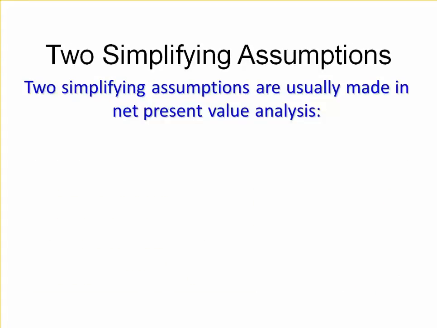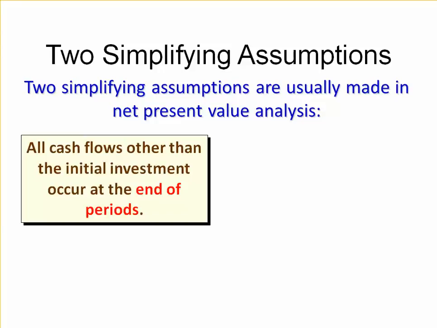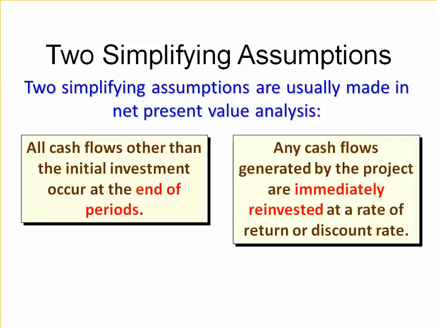Also, there are two simplifying assumptions that are typically made in our net present value analysis. The first is that all cash flows, other than that initial investment or initial outflow, occur at the end of a year or end of the period, and then also any cash flows that are generated by the project are reinvested immediately at that required rate of return or discount rate. The second assumption here is not one that you really need to pay attention to or actively do anything about, but it is an implicit assumption, and as you read through the book and study later, one of the challenges or failures or deficiencies of our internal rate of return.